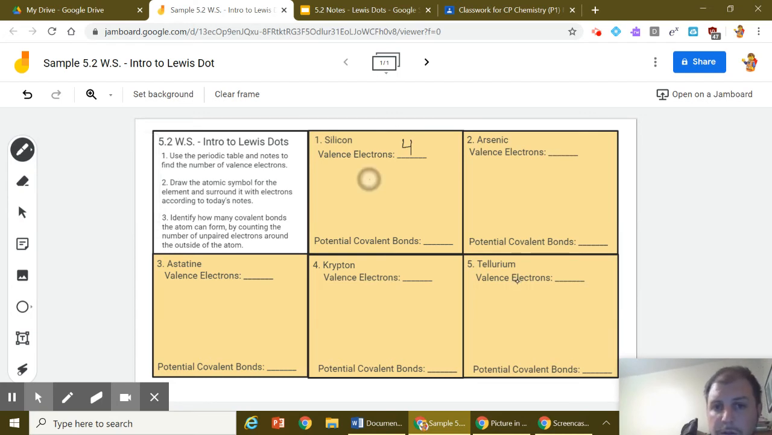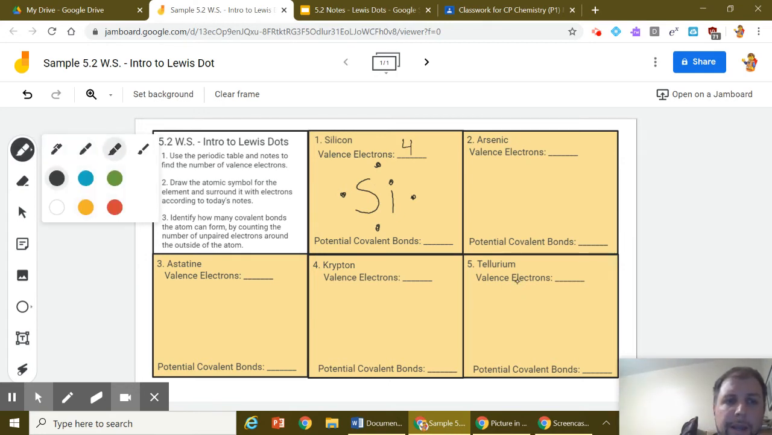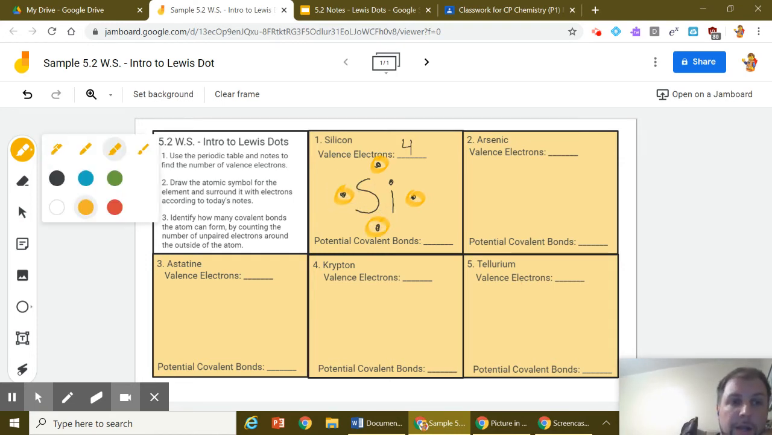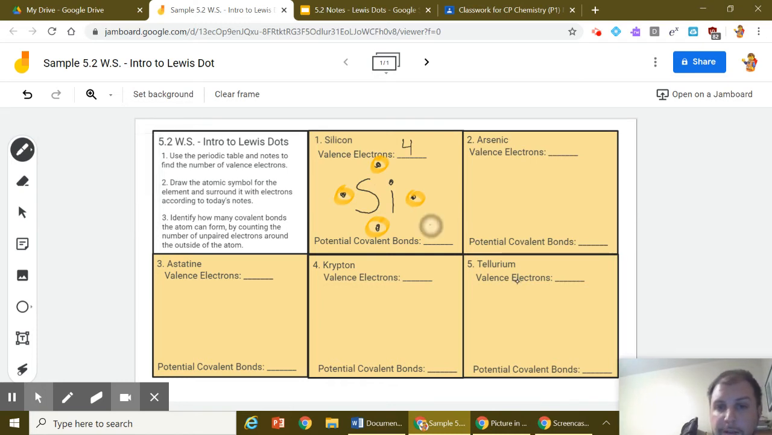The symbol is Si, and it has 4 valence electrons. So I'm going to go top, right, bottom, left. Now, the number of single electrons around that central atom tells us how many covalent bonds are going to form. So this atom is going to form 1, 2, 3, 4 covalent bonds. It forms 4 covalent bonds.